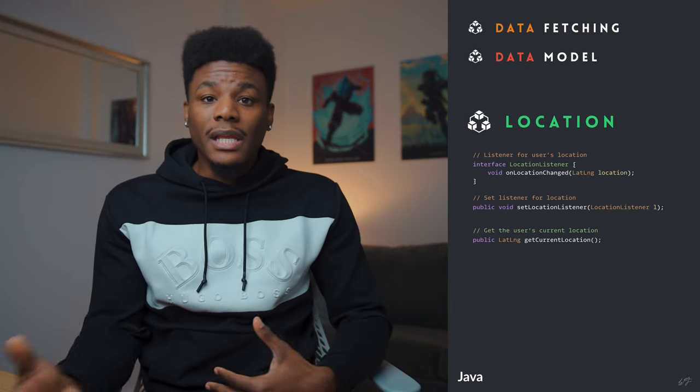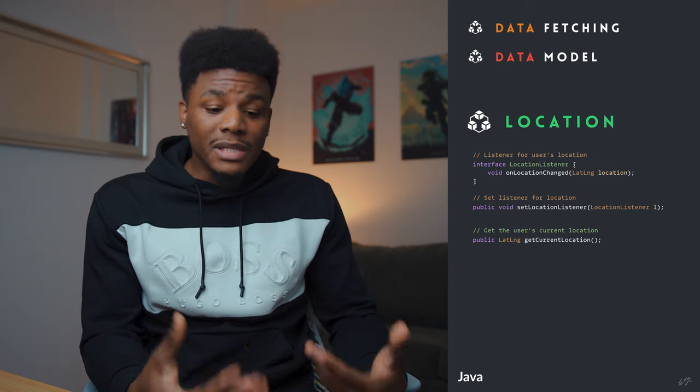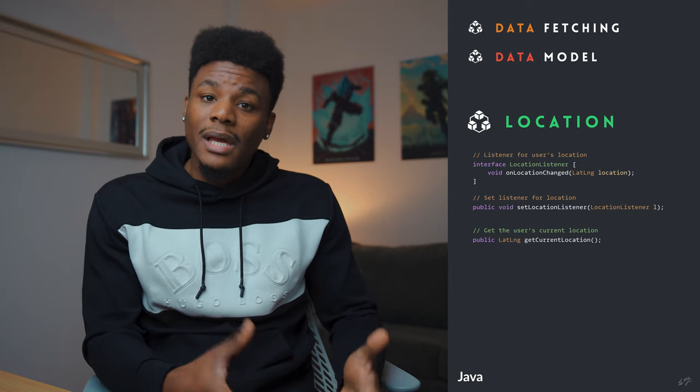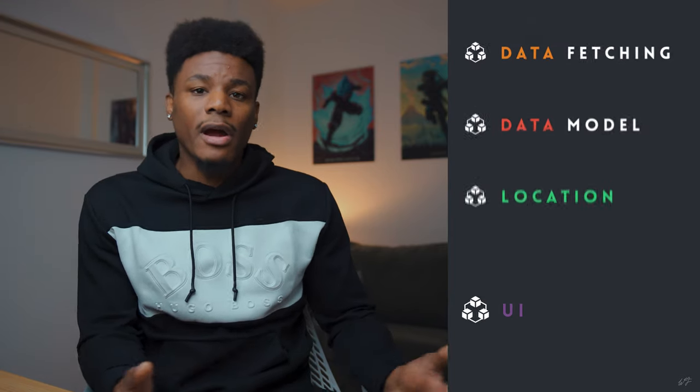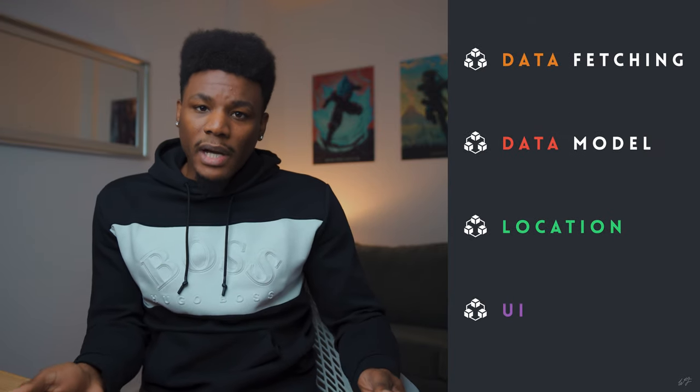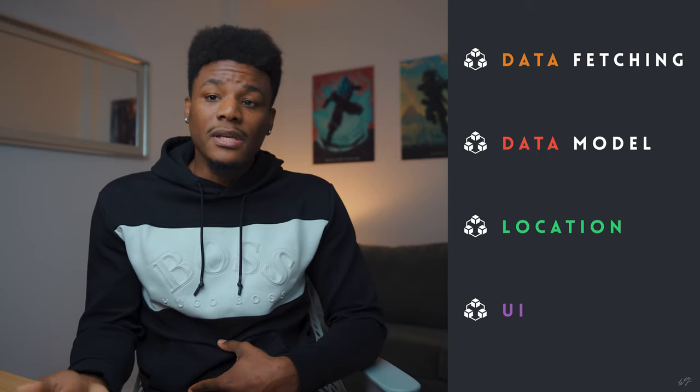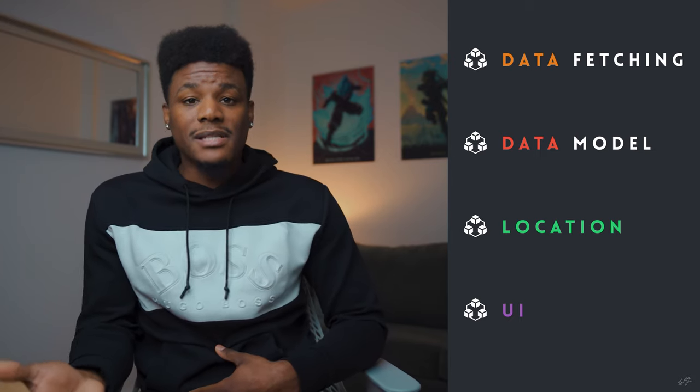We may need a module for managing and getting the user's location, given that we need to display grocery stores within a 10-mile radius of our user. And then we would obviously have our UI module as well. Our UI module will be responsible for displaying our grocery stores to the user in whatever fashion is necessary. Essentially, all these modules would all play together.